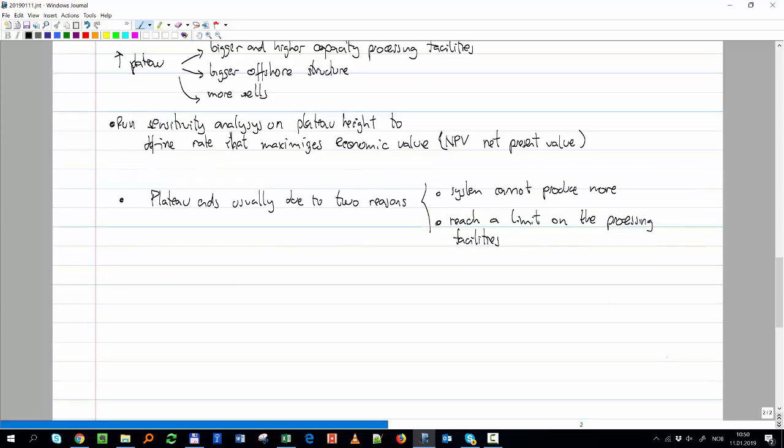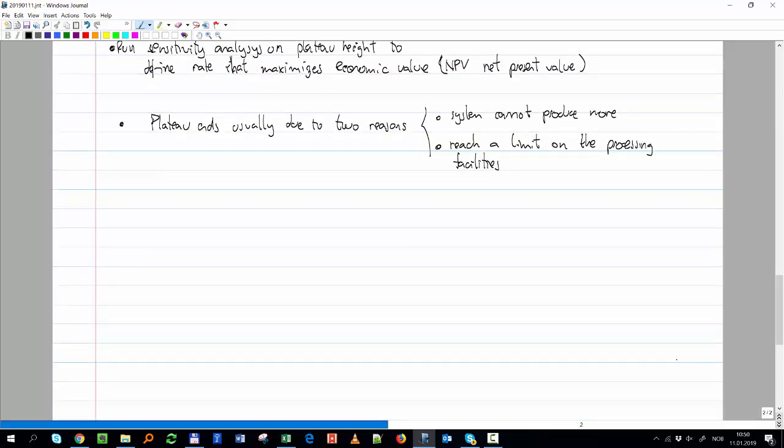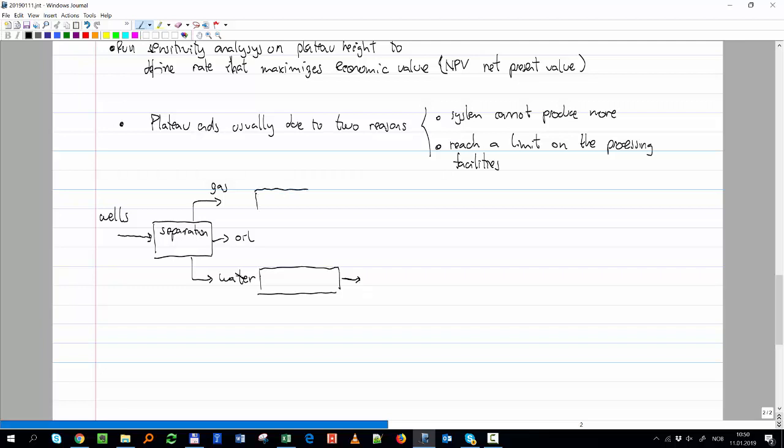Just to give you an example, we're going to look at a field called Heidrun. It's just offshore of Trondheim. Remember, we are going to make it general: the flow from the wells when it arrives at the platform has a separation. I separate, and then I obtain gas, oil, and water. And these go to each their own separate processing train. The water I either reinject or dispose to sea, the oil I send to a tanker, and the gas I send to a pipeline or reinject. So I have three different trains.